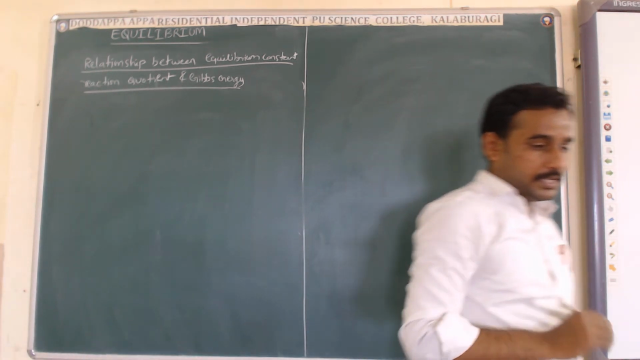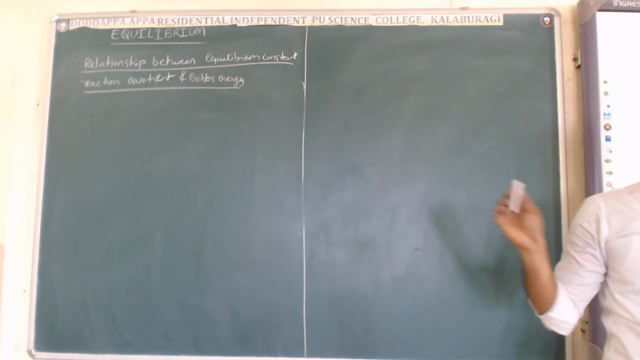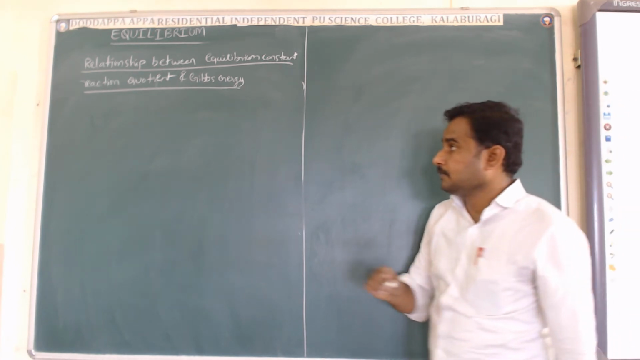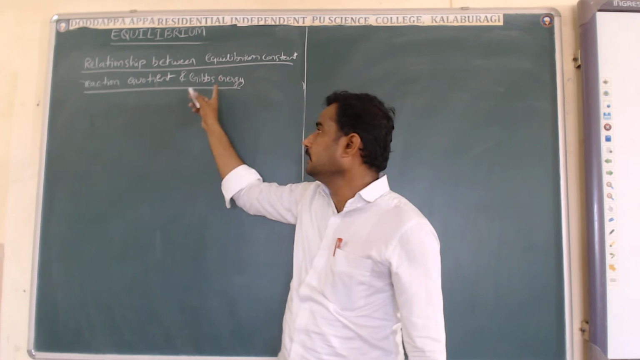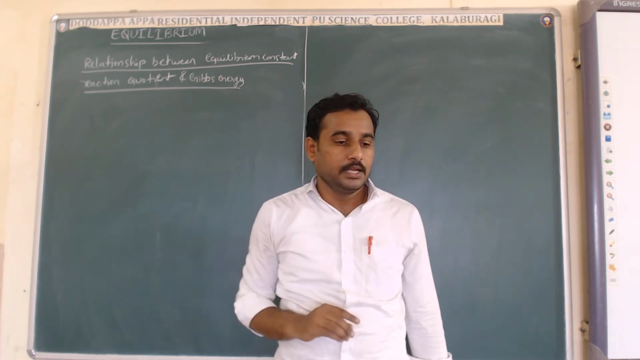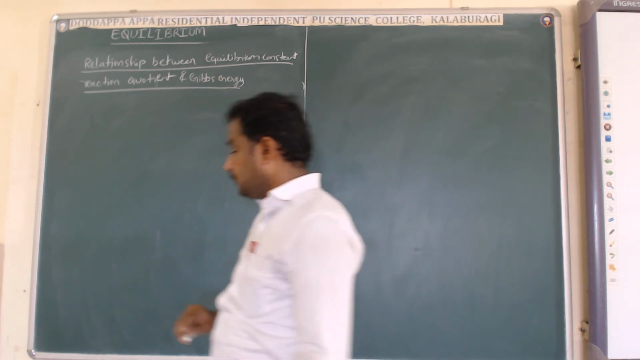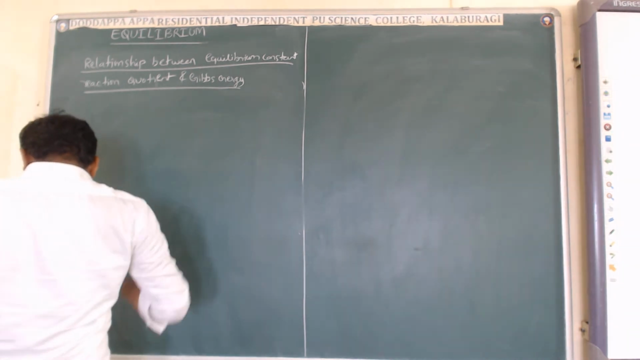What is the relation there? The Gibbs energy we already studied in the last class. Here, equilibrium constant, reaction quotient and Gibbs energy: what is the relationship between these? First you have to write down the change in Gibbs energy.